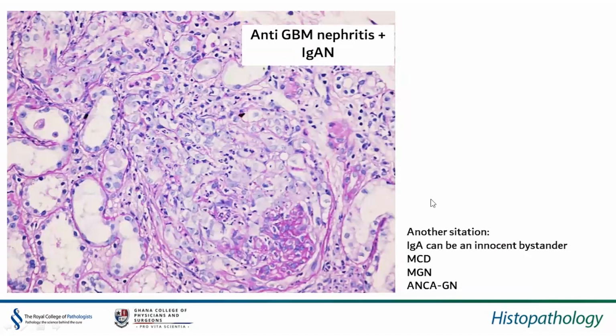Another situation we must remember with IgA is that it can be an innocent bystander. You can just get staining for IgA in cases with minimal change. You can get it with membranous, even with ANCA glomerulonephritis. There's a lot of IgA going around really. It's one of the commonest diseases, and somehow you can get IgA staining with even other glomerular diseases.